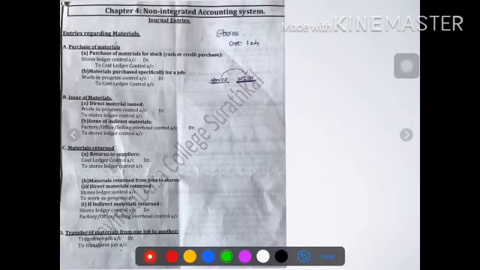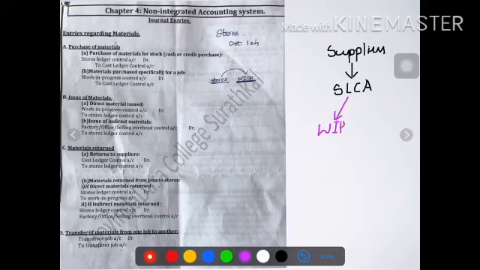When it comes to the case of returning the materials, here come two cases. That is, previously we had purchased the goods from the suppliers. From there, it came to our stores ledger control account. From there, if it is a direct material, it would go to work in progress control account. In case it is an indirect material, it would go to the respective overhead control account, that is either factory overhead control account or office overhead control account, or the last one is selling and distribution overhead control account.